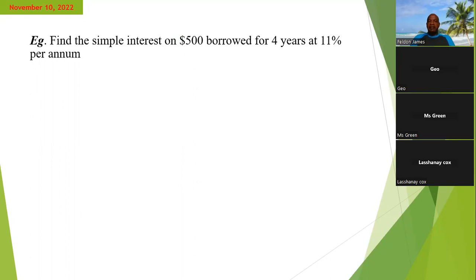All right, so they say find the simple interest on $500 borrowed for 4 years at a rate of 11% per annum. And remember now the word annum here means year. So per annum means per year. All right, do the calculation and tell me what you get. Whenever you're through, just raise your hand and be prepared to walk us through what you got for your answer.